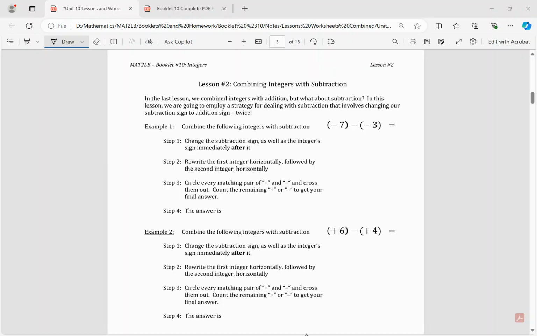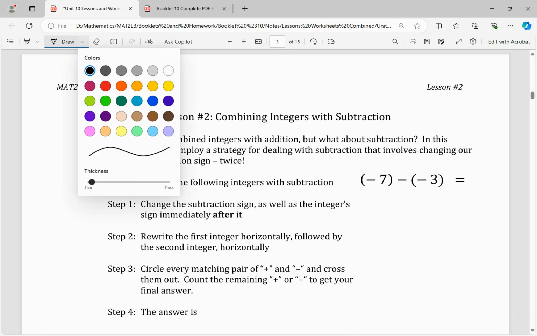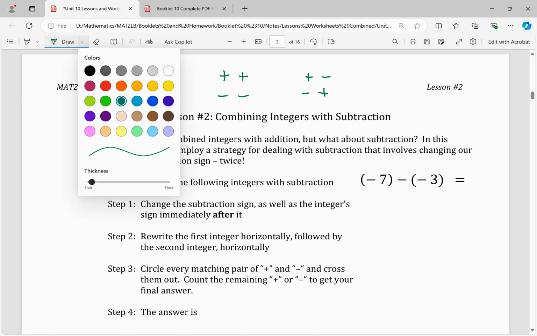All right, everyone. Today we are going to be completing the second lesson in Booklet 10, that is combining integers with subtraction. So this will be a nice continuation of lesson 1, very similar, but obviously we're subtracting two integers instead of adding them. Now, please remember the rules that we talked about in the previous lesson, which is what happens when you combine two additions, two subtractions, an addition and a subtraction, or a subtraction and an addition.